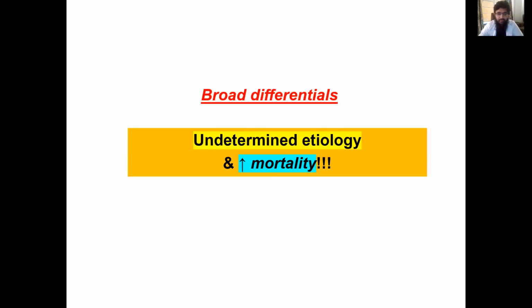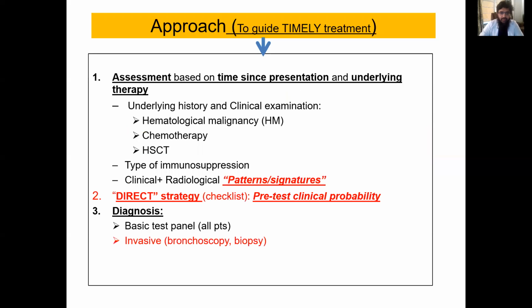It is important to have a good, meticulous approach to institute timely treatment, because undetermined etiology leads to high mortality in such cases. And for this, an approach is important, which is based on a clinical assessment of the history of the patient, time since presentation, and underlying treatment. If it's a case of hematological malignancy, what therapy he has received, the time of that therapy to correlate with the underlying problem, the type of immunosuppression, whether it is a B cell defect or a T cell defect or a neutropenia, then the clinical presentation and the radiological presentation. So with the clinical and radiological presentation, we make a pattern and try to fit it into the diagnosis.